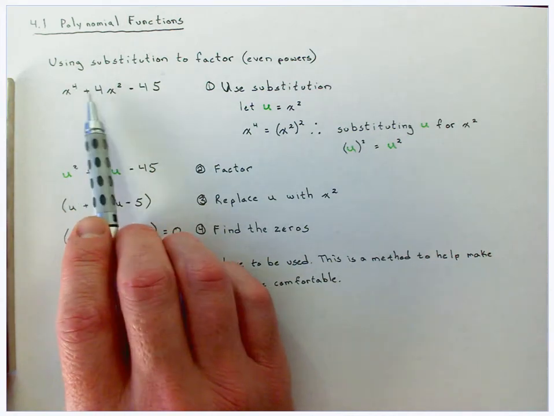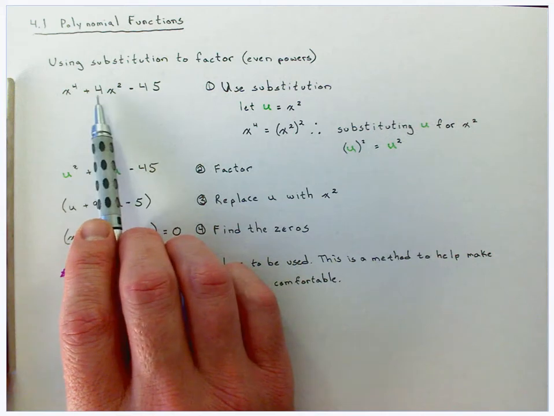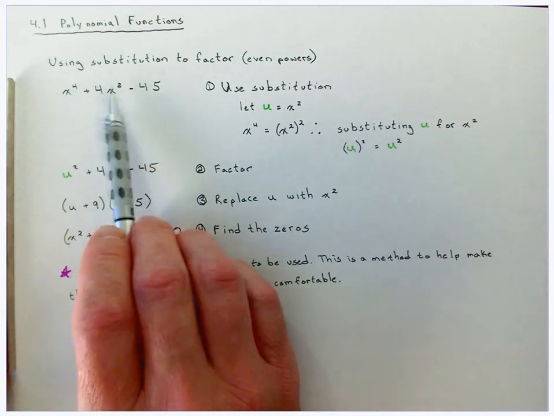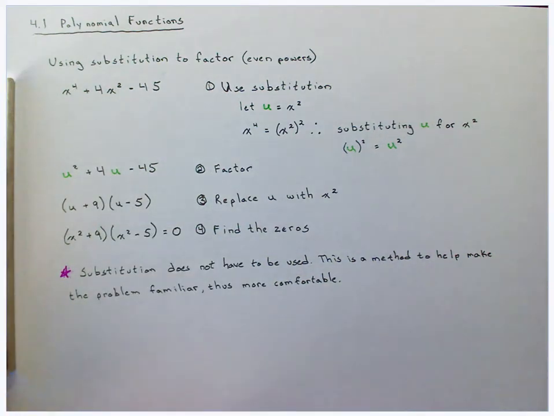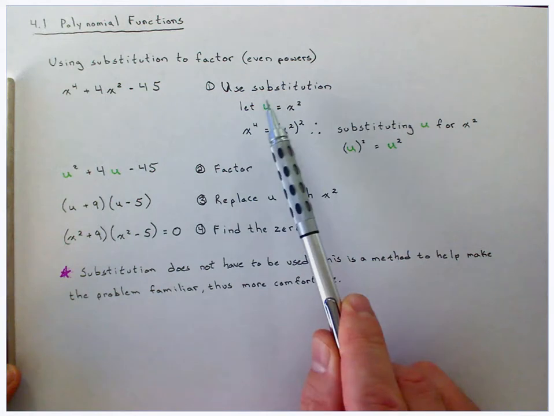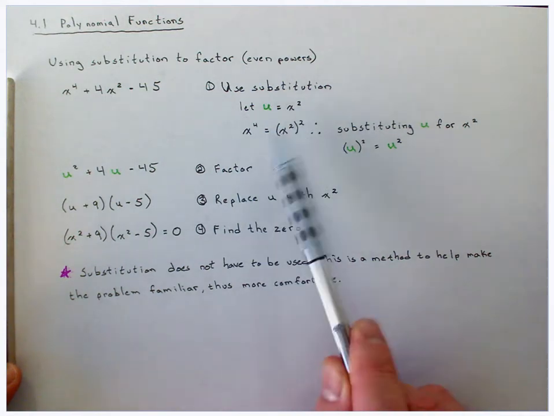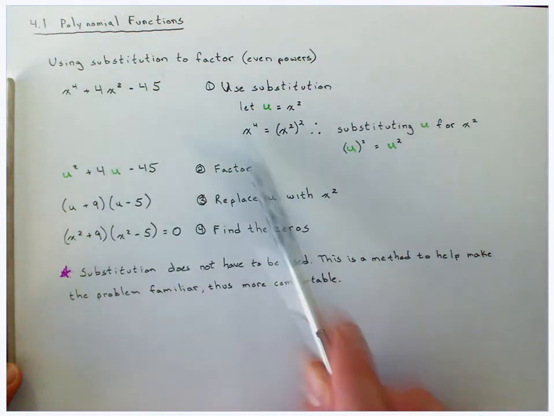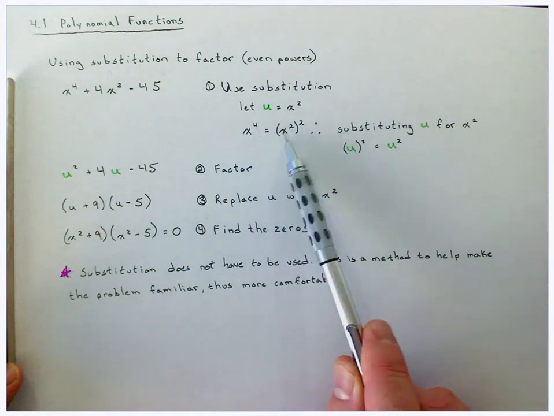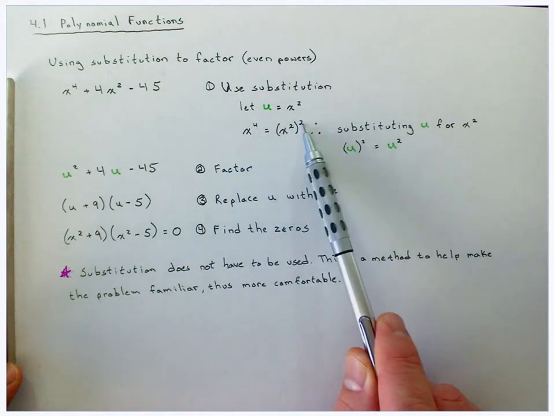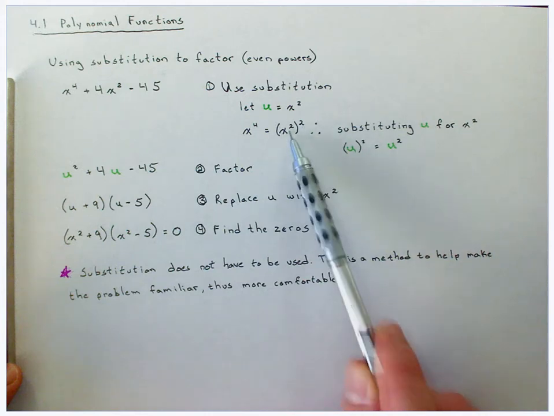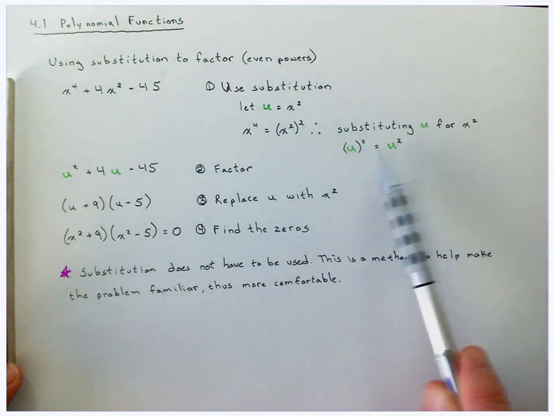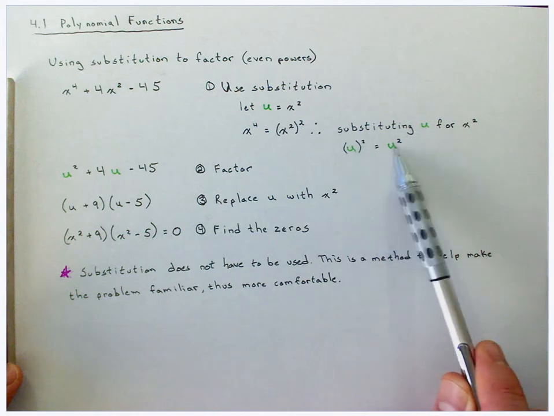This right here is more or less a quadratic equation. If I just said, okay, that's x squared and that's x. So what we're going to do is we're going to use substitution. What I'm going to say is let u equal x squared. So if I say let u equal x squared, how I can view x to the fourth is simply as x squared to the second power. I'm squaring x squared. Therefore, I substitute a u in for the x squared, and that simply becomes u squared.